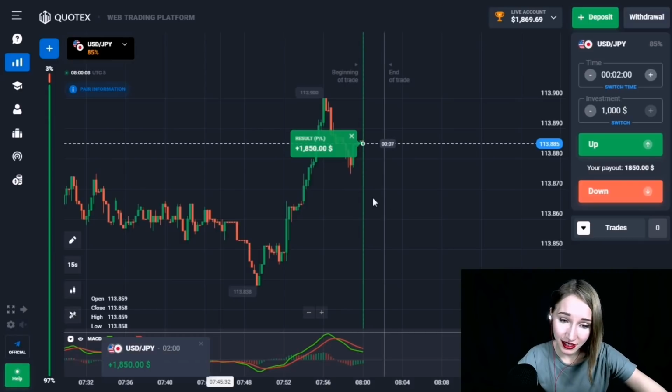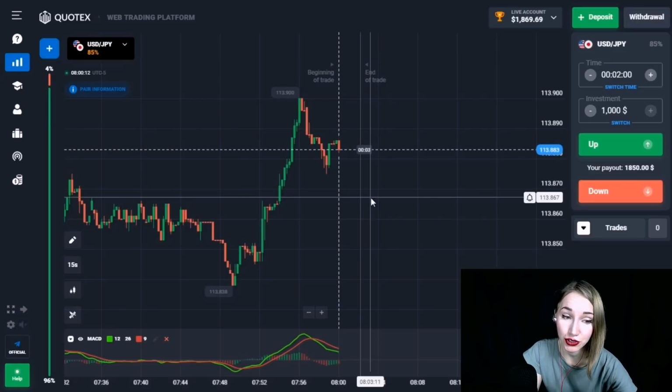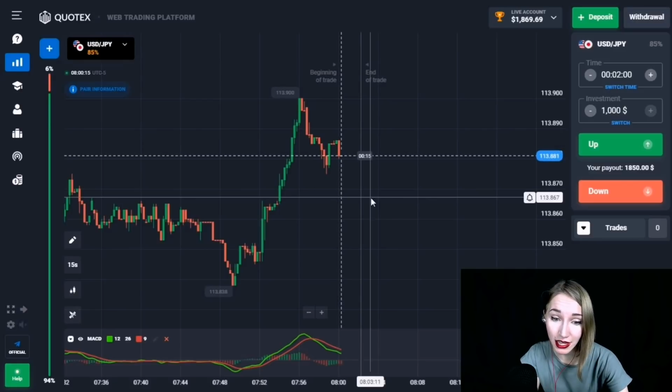Well guys, it's not bad, the downward movement continued, and maybe we could have put 1 minute here, but we did it for 2 minutes with the reserve. But anyway, we closed our trades in profit, so let's continue.